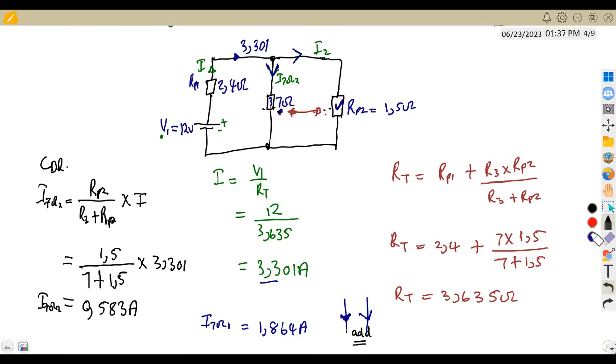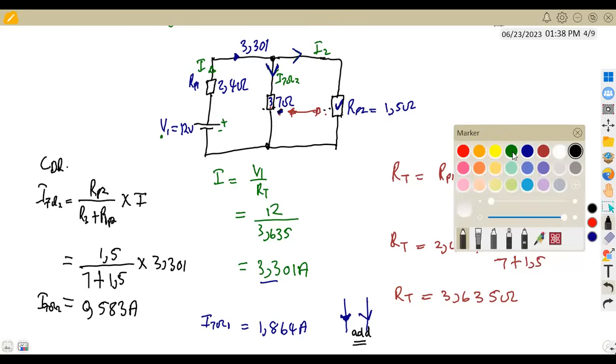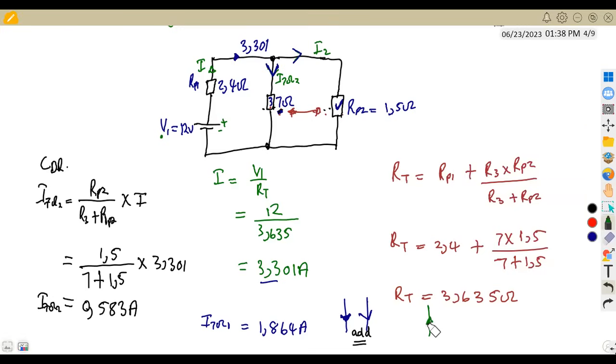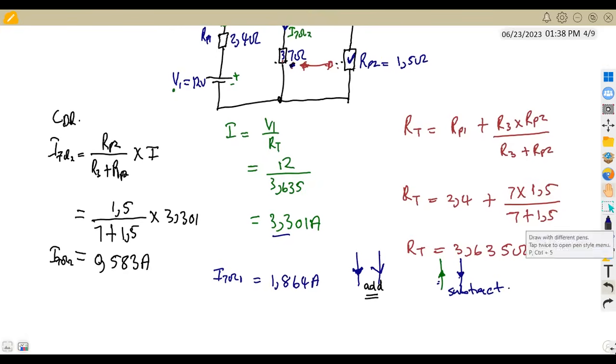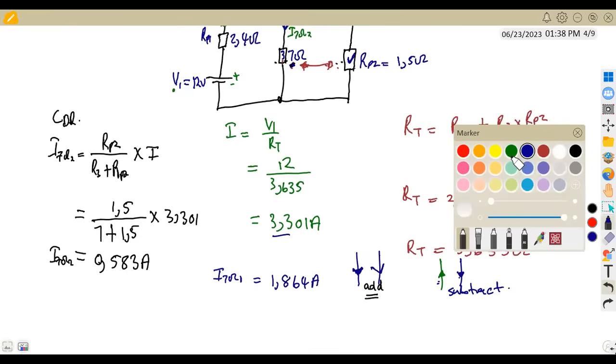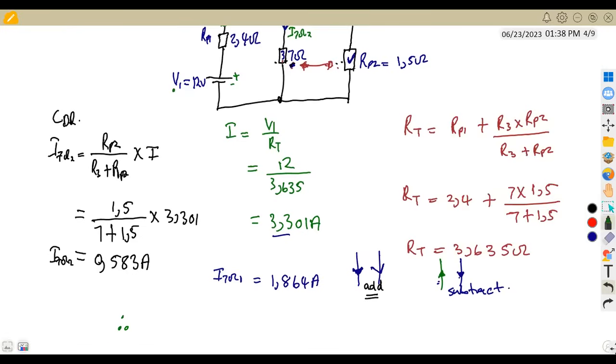Now you add. But if you are having a condition where these two are opposing, now let's say the first current is going up, the second current is going down like this. In this case, you subtract. So if you've got a condition like this, you are going to subtract. So here it was going to be an addition. So therefore, the current across the 7 ohm resistor, which is the total now, is the one that we are going to add. That is the first part and the second part.